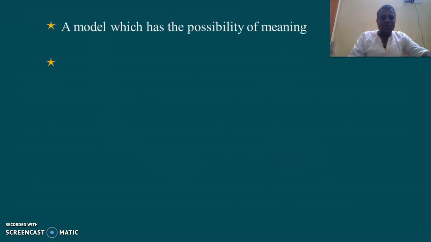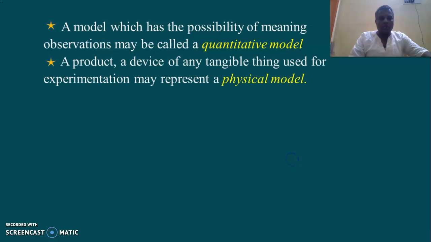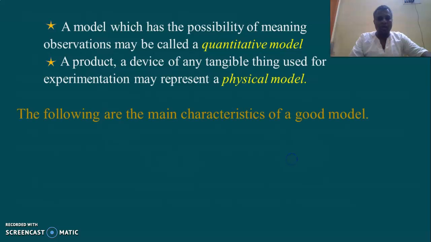A model which has the possibility of measuring observations may be called a quantitative model. A product, a device or any tangible thing used for experimentation may represent a physical model.